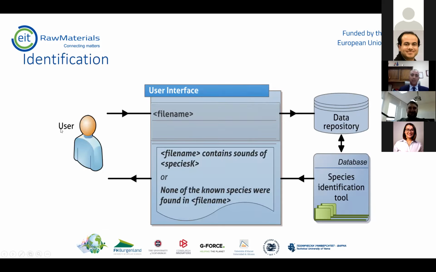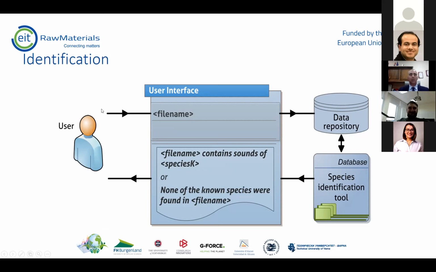But then if we have identification, that means a multi-class decision problem, the user says, okay, this is my recording, I provide the file name. Which species is this? I'm not asking if species X is present. I already want to know which species this is.